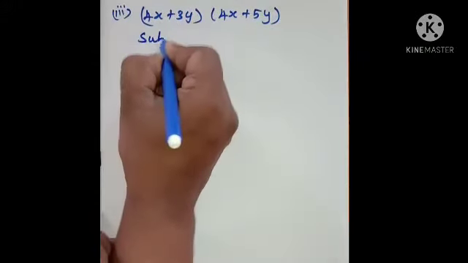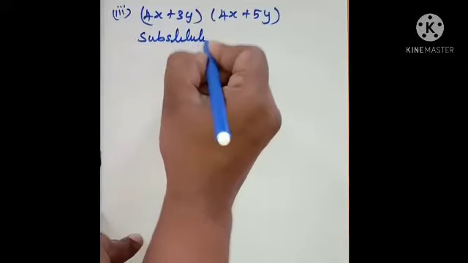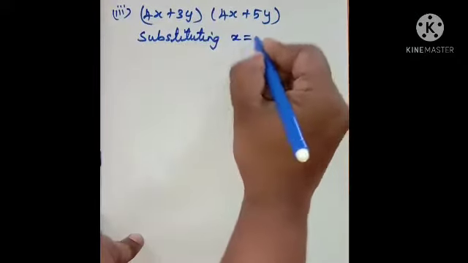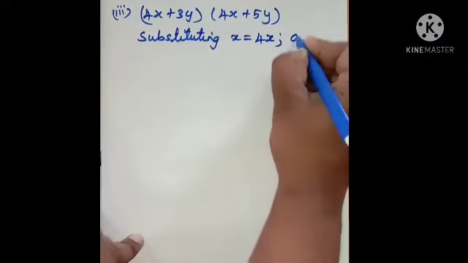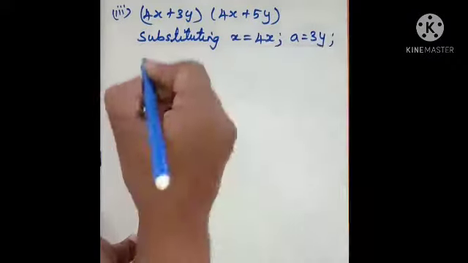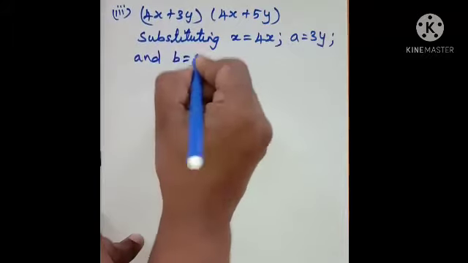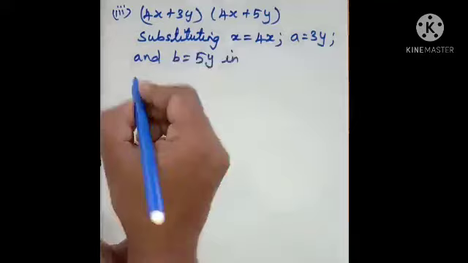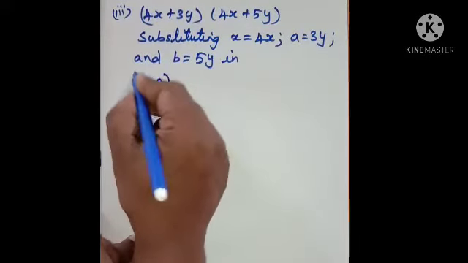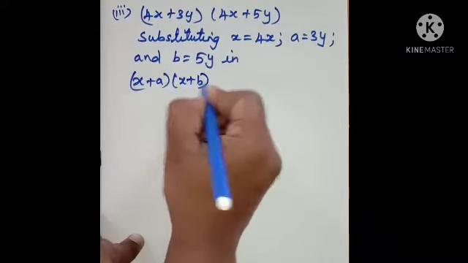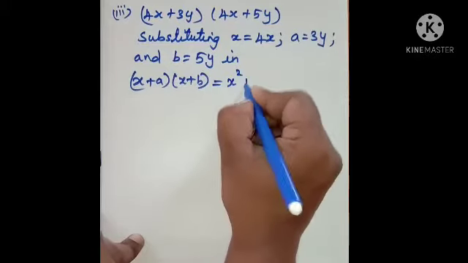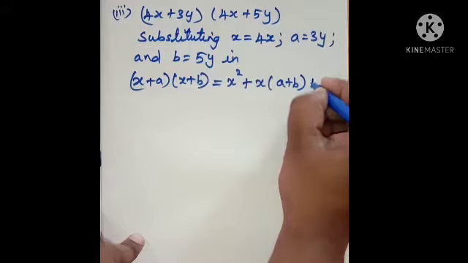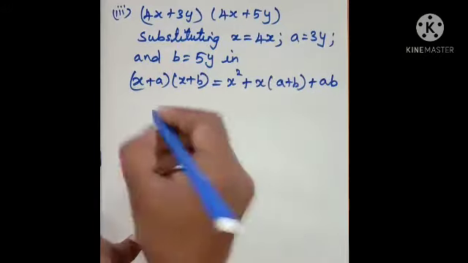So substituting, this step is very important. Okay, x is equal to 4x, a is equal to 3y, and b is equal to 5y, where we have to substitute in the identity (x + a)(x + b) = x² + x(a + b) + ab.